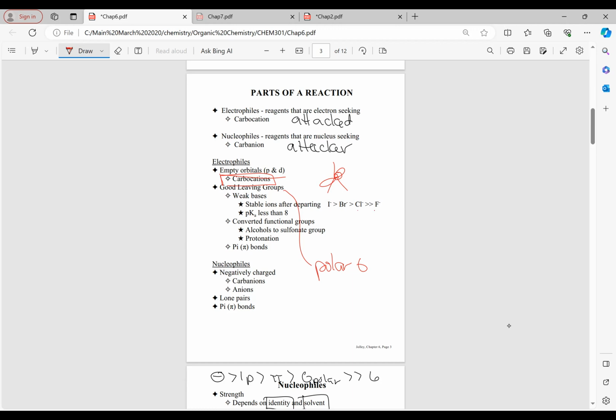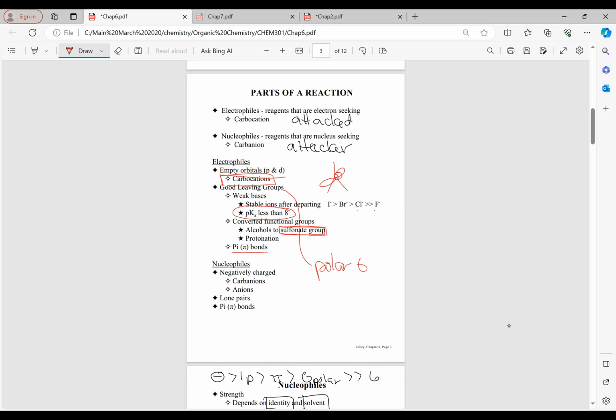Now, this is just a jolly rule, but anything with a pKa less than 8 is generally a really good leaving group. Anything that has been converted from its functional group, like protonated alcohols or protonated ethers, or something called a sulfonate group, and we'll talk about these sulfonate groups in the next chapter. If you can convert it to a good leaving group, then it can be part of a good electrophile. And then pi bonds.